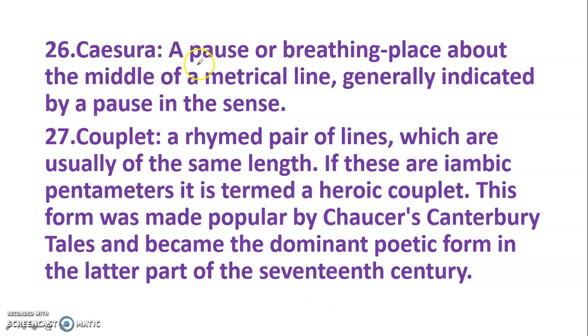Then caesura. What is caesura? A pause or breathing place about the middle of a metrical line, generally indicated by a pause in the sense, right? Next is couplet. Couplet, a rhymed pair of lines which are usually of the same length. If these are iambic pentameters, it is termed a heroic couplet.